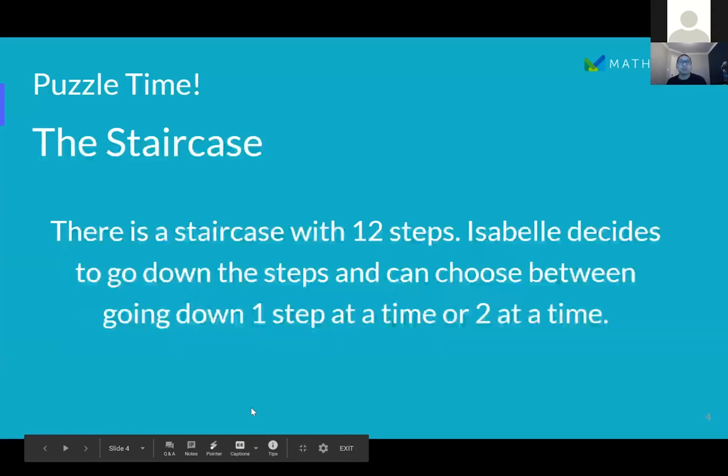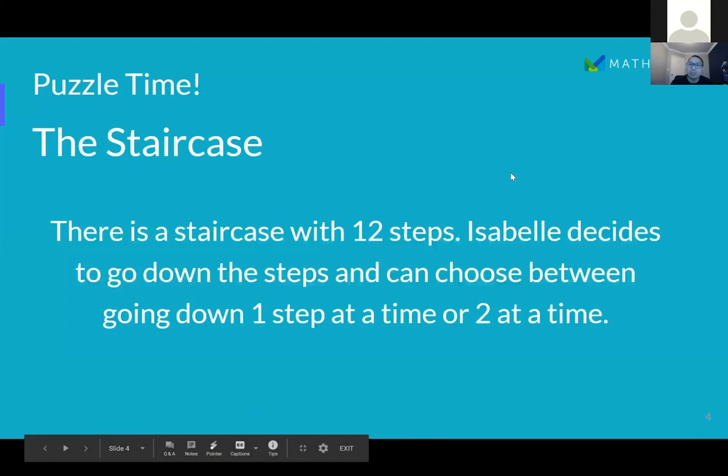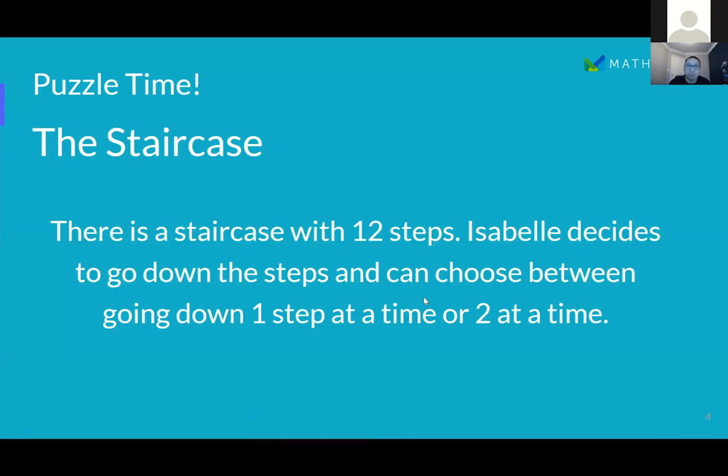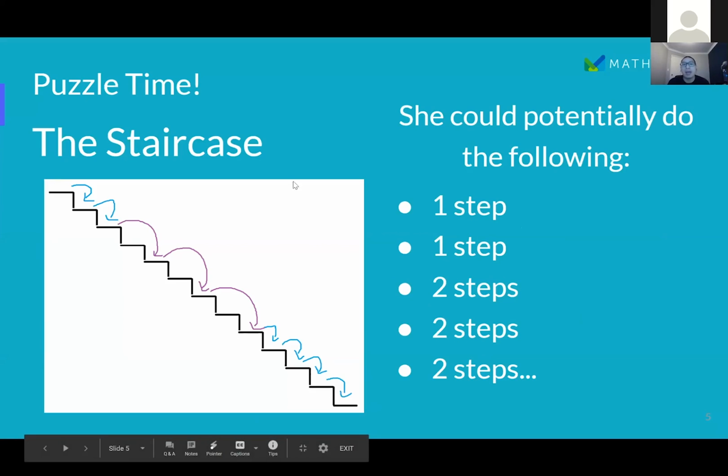So last week's puzzle was: if you had a staircase with 12 steps and Isabel had to go down the steps, but she can choose between 1 or 2 steps. Let me show you, there's a little picture here. She starts at the top and takes 1 step down, can take another 1 step down, or she can choose to take 2 steps down, skipping the step in between. And she does this 1, 1, 2, 2, 2, 1, 1, 1, 1, 1. That's one way of going down the staircase.